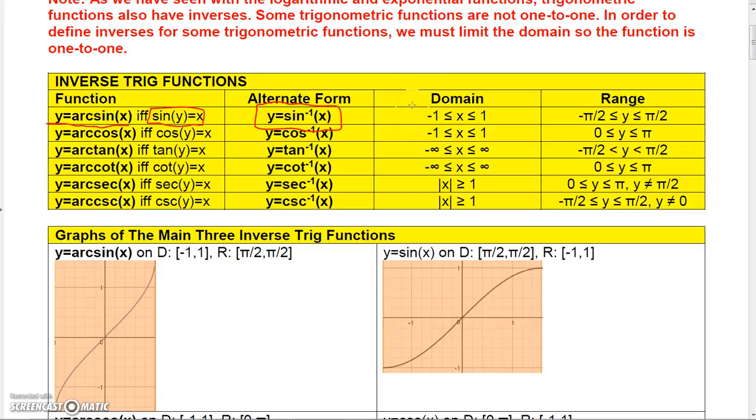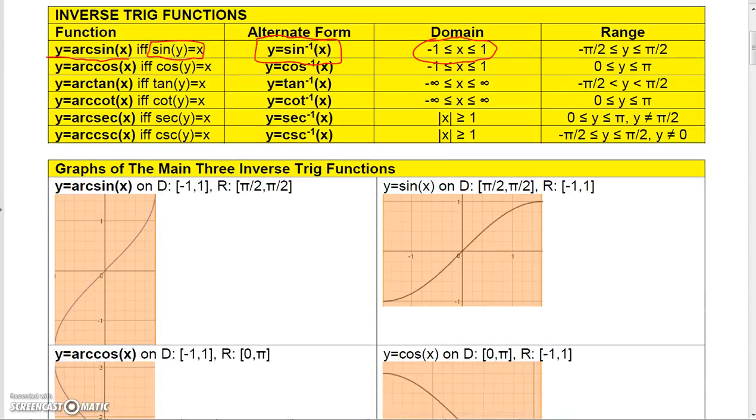Now, the domains that are used for these functions are listed over here. So you can just make note of these, you can take a picture of these, or whatever you want to do here. But these are the domains and their corresponding ranges that are used. Now remember, the domain has to be limited so that the function is one-to-one. Okay, so now let's look at the arcsine function.